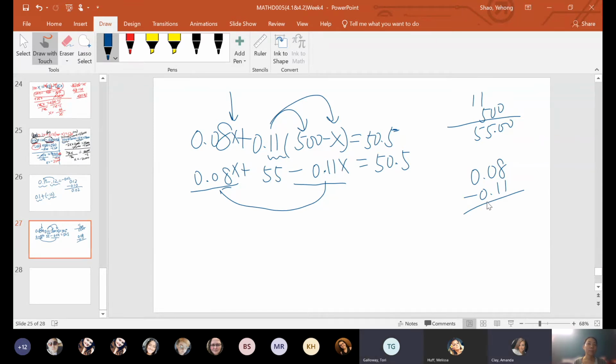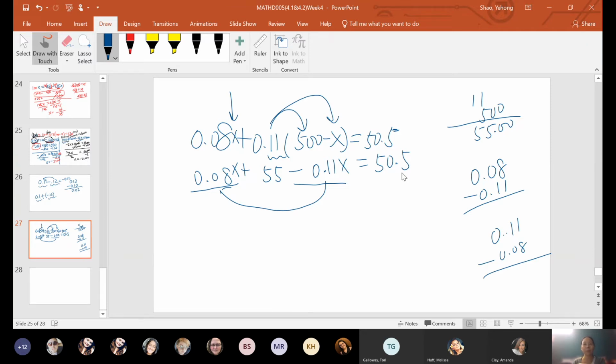Yeah, you can subtract the 0.11 and the 0.08. Yeah, you can subtract those. And you would get negative 0.03. Yes, that's right. Is that Amanda? Melissa? Amanda? Okay. All right. So if you can do that, maybe you can do the old way. But if anybody gets confused right here, how do I subtract 0.11 from 0.08?